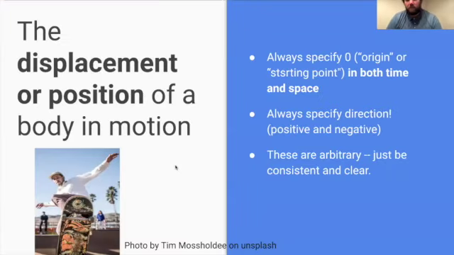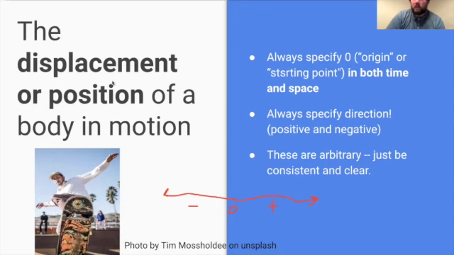In physics, the displacement or position of a body in motion is where it is in relation to some starting point. So whenever I do a motion problem, I have to look at what is the starting point, like where is zero, and then which direction is positive and which direction is negative. Additionally, I'll need to specify what time we're considering zero. Don't forget to do these things when you do motion problems.